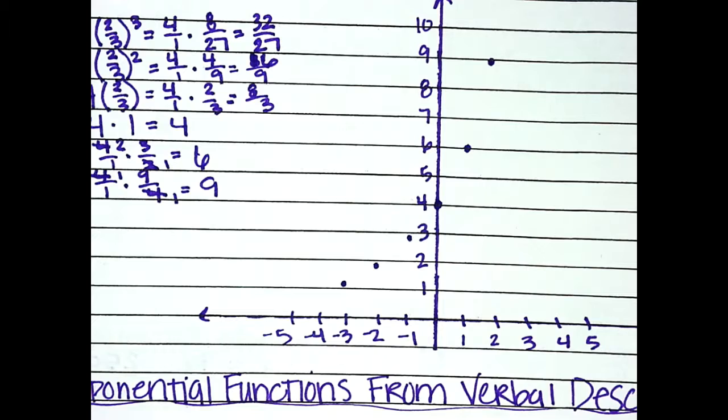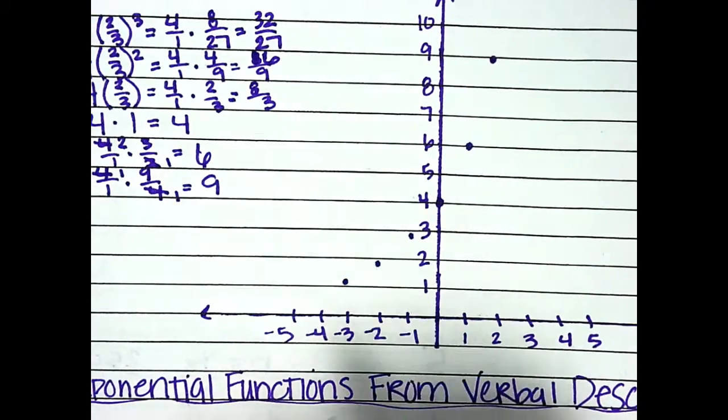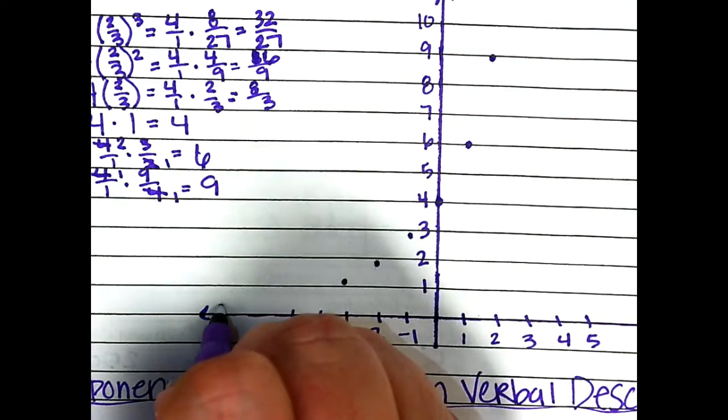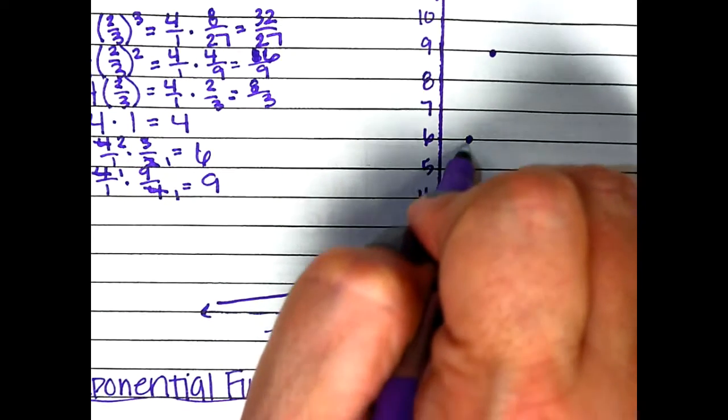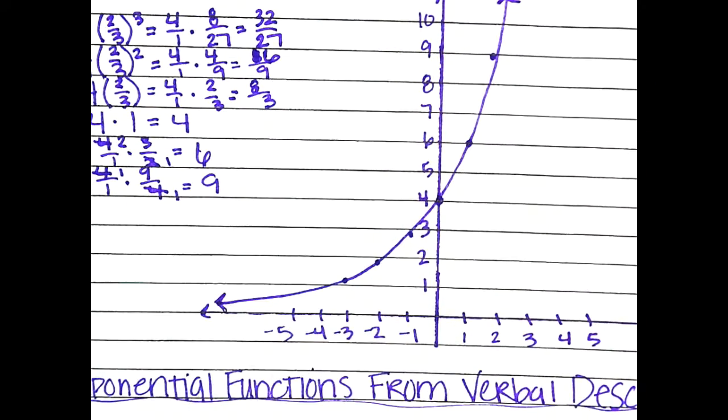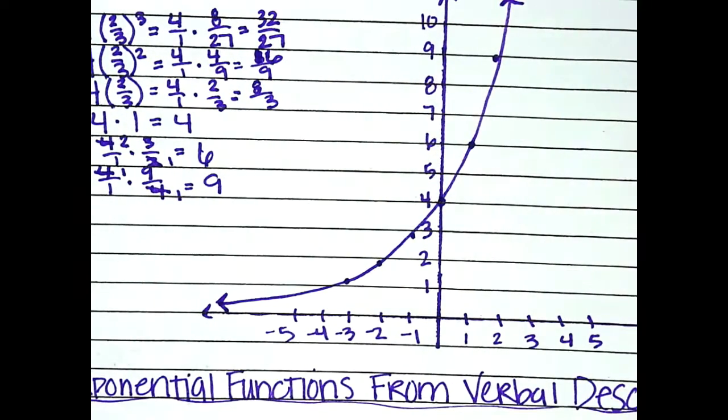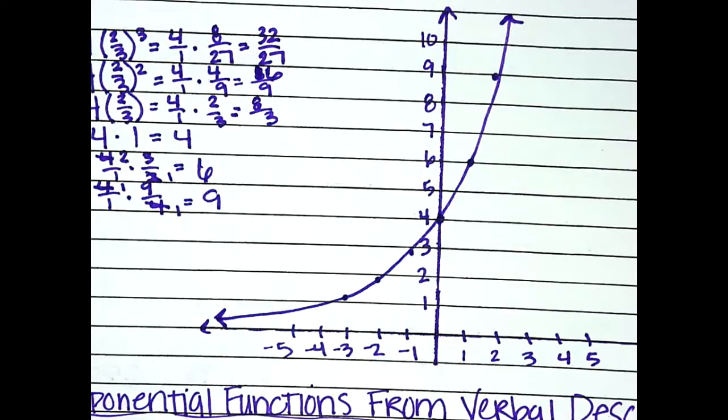As you can see, this is not a straight line. Exponential functions are a curved line, so just do your best to make it a neatly curved line. Okay, and that's how we graph exponential functions.